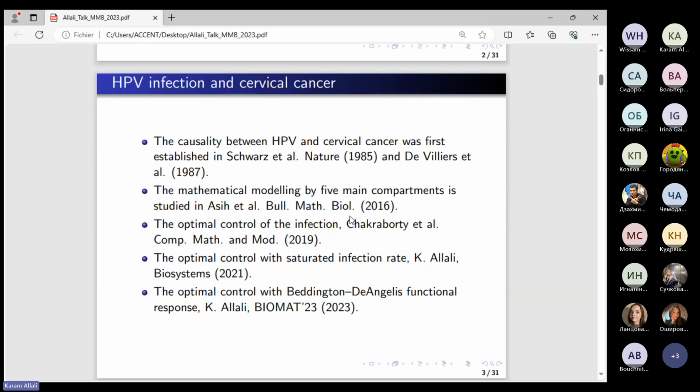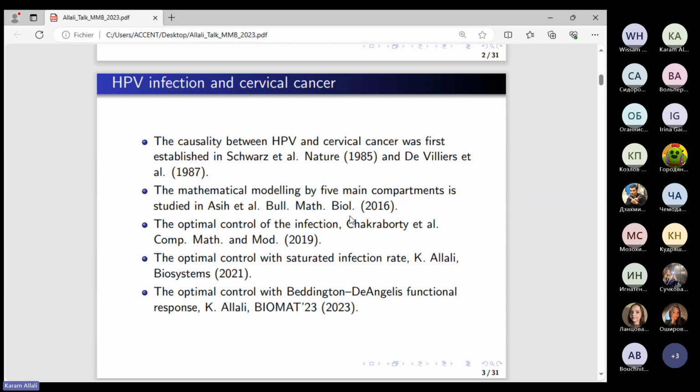Now I will talk about the HPV infection and cervical cancer, and some literature about this kind of problem. Maybe the first work talking about the causality between HPV and cervical cancer was established in Schwarz et al. in Nature, and after that they worked heavily, the first in 1985 and the second one in 1987 by de Villiers et al.